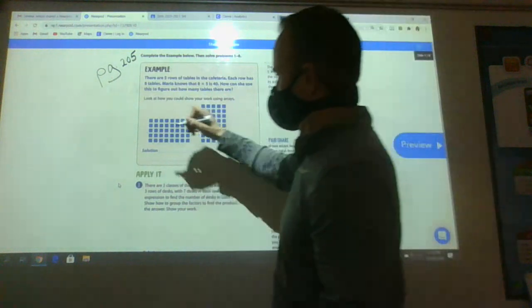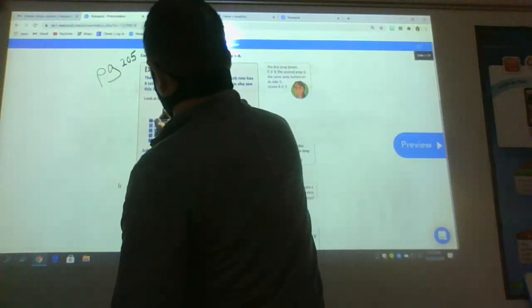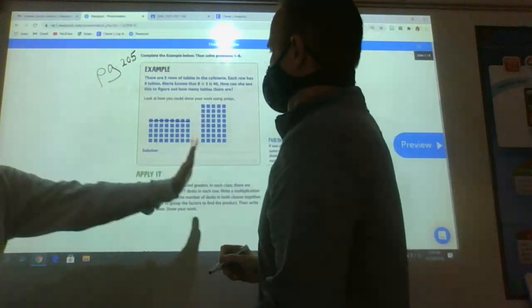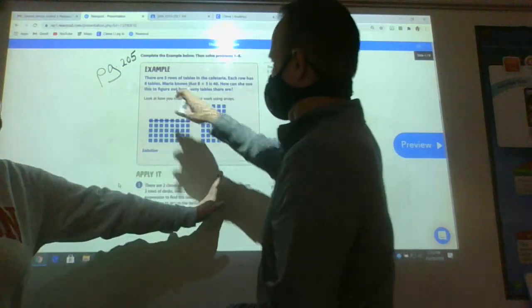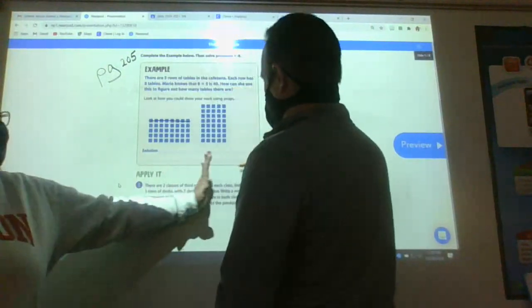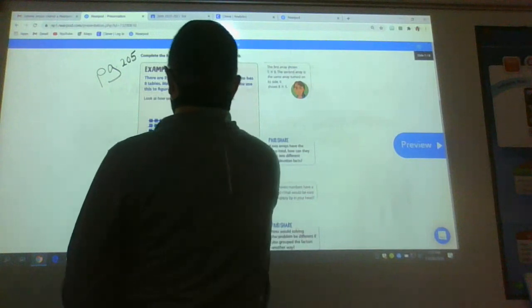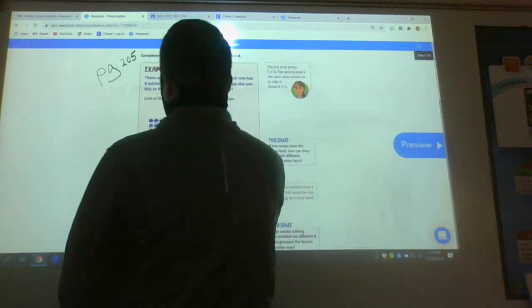So, Miss Jetson, are these rows right here? Is that a row? I think so, because rows go side to side. Oh, okay. Just like books. 5 rows of tables. Let's see. 1 row, 2 rows, 3 rows, 4 rows, 5 rows. I do have 5 rows.